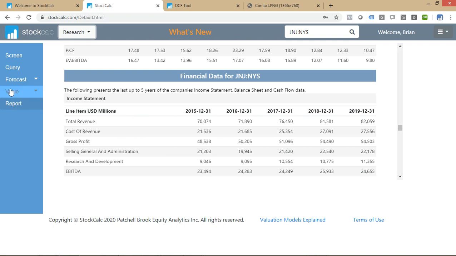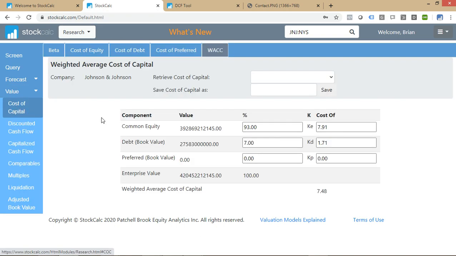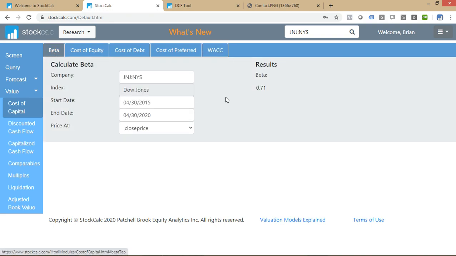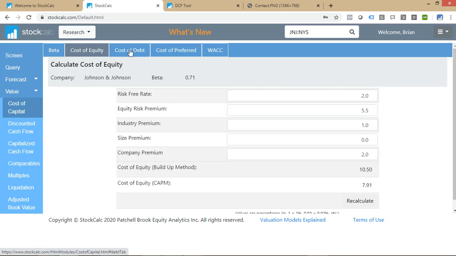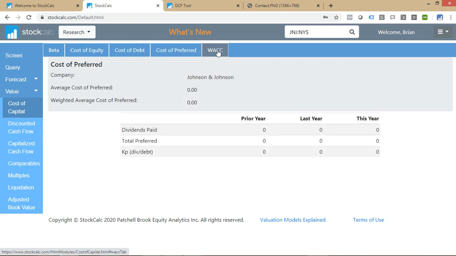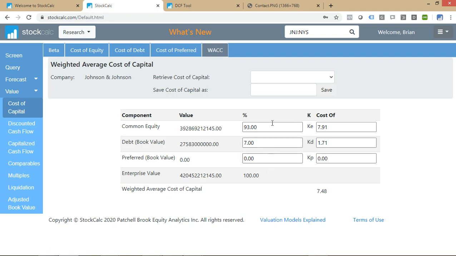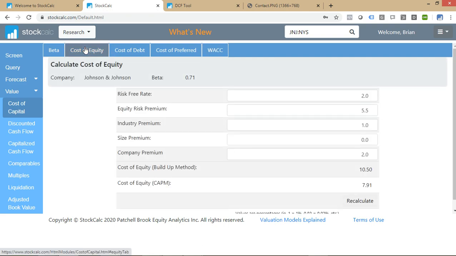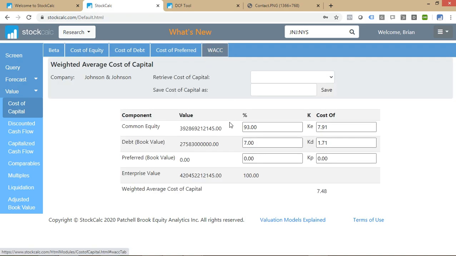Now the beauty of this is that when we ran the company from the home page, it's actually built the models for us. So here's the cost of capital. You can see all the different components are available, the beta, cost of equity, cost of debt, prefs if they're in the capital structure, and the WACC. And I can make changes in the WACC here, or I can actually make changes back in the components to come up with the differences that I'm seeing in something like the cost of capital.